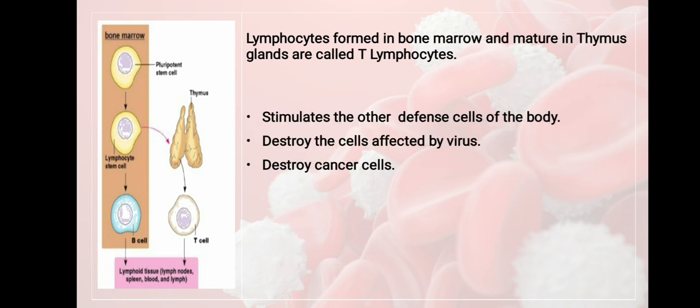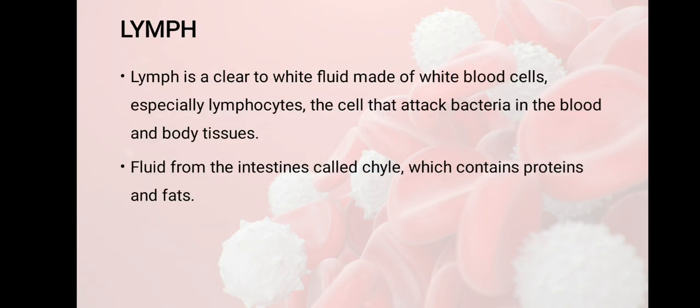Lymphocytes formed in the bone marrow and matured in the thymus gland are called T lymphocytes. They stimulate other defense cells of the body, destroy cells affected by viruses, and destroy cancerous cells.